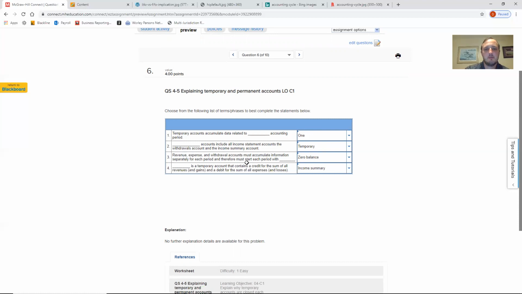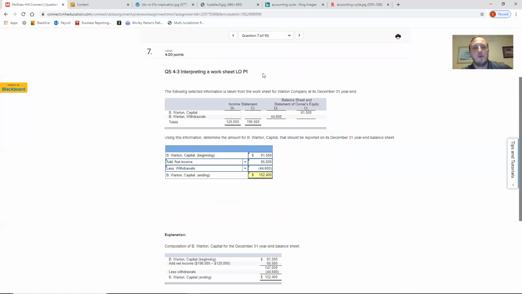They have to start the period with a zero balance, all because they're temporary: revenue, expenses, withdrawals. And the income summary is a temporary account that contains a credit. Okay, so again, that's just matching up those definitions. And then they want you just to build the statement of equity. So you always start with the beginning, then you add your income, subtract your withdrawals, which gets you to ending.